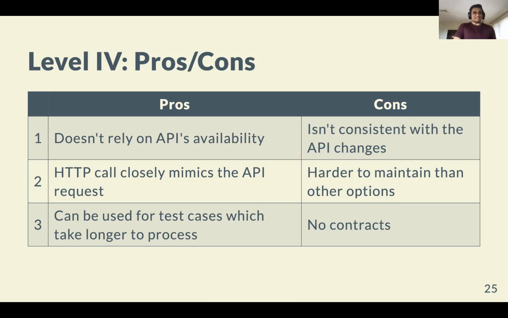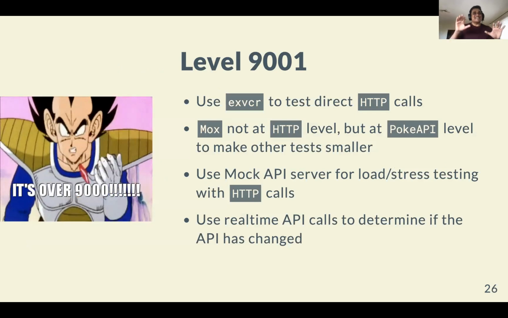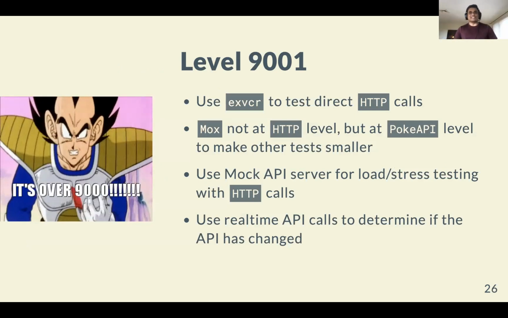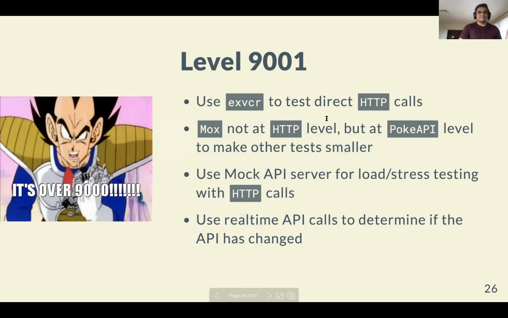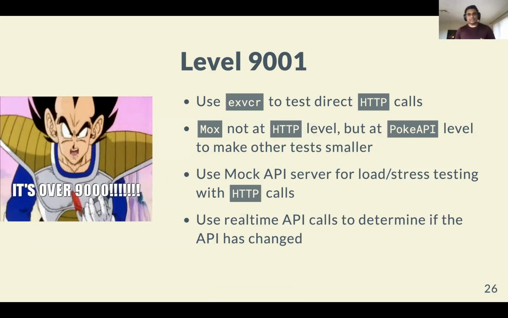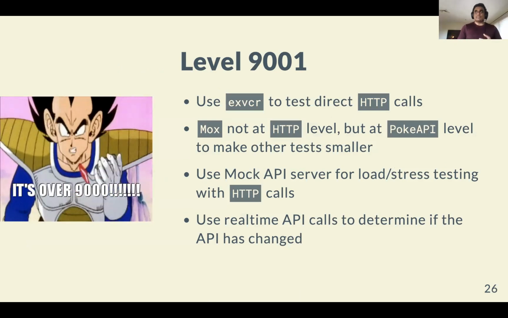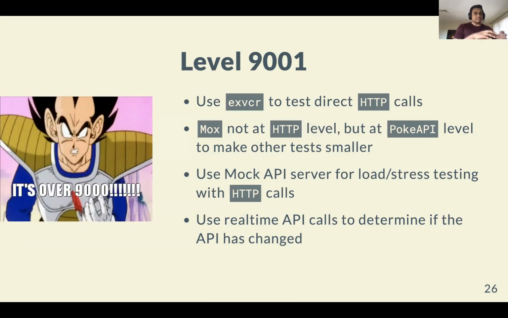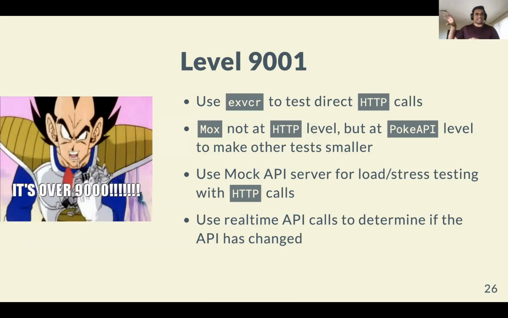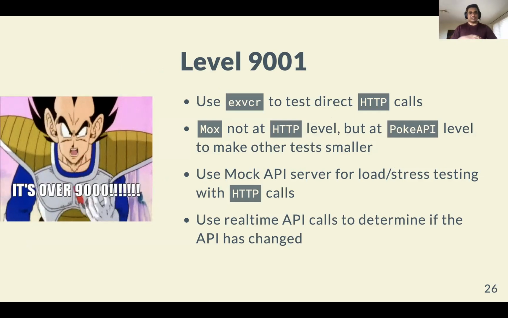There's a level up above this. It's not quite level 5, it's 9001. Basically, it's quite a few levels above this. It's using a combination of all: using ExVCR to test direct HTTP calls, and you can use mocks not at the HTTP level, but at the PokeAPI level. In that way, your other tests will be much smaller and more maintainable, because you're mocking only the module that uses HTTP, so you're mocking a lot less.